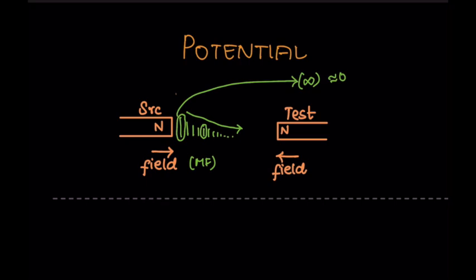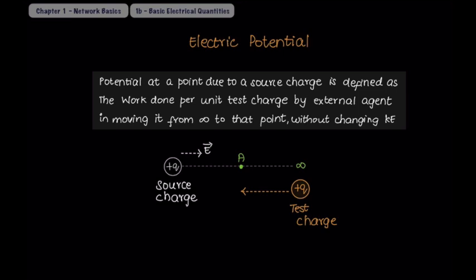Let's apply the same to the electric potential. We have understood potential from the magnetic perspective. Let's apply the same for the electric charge. So the source charge here is similar to the source magnet, and the test charge here is similar to the test magnet. So any charge will produce an electric field. Just like how we saw, a magnet will produce its own magnetic field, an electric charge will also produce an electric field. And this electric field will be diminishing as we move away from the charge.